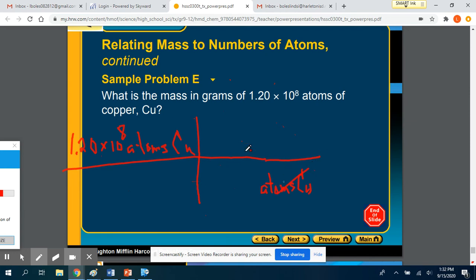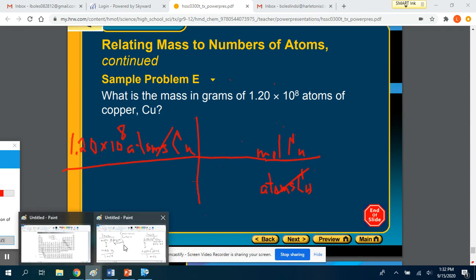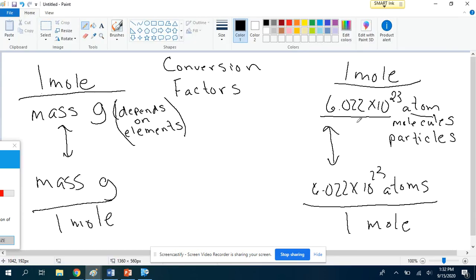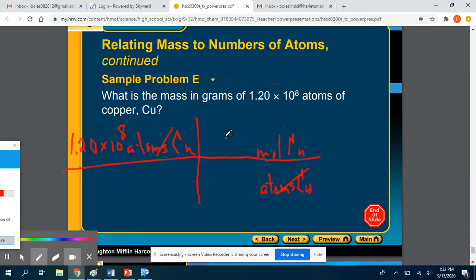Now, right here is where you have to think a little bit because you're in atoms and you need to go to grams. I cannot simply put grams right here and go straight to grams. I don't know any numbers to put there. I have to go to moles first, because that is what my conversion factors give me. I only know how many atoms are in a mole. I don't know how many are in a gram. So in 1 mole of copper, there are 6.022 times 10 to the 23 atoms. That's our conversion factor we just looked up on the other page.